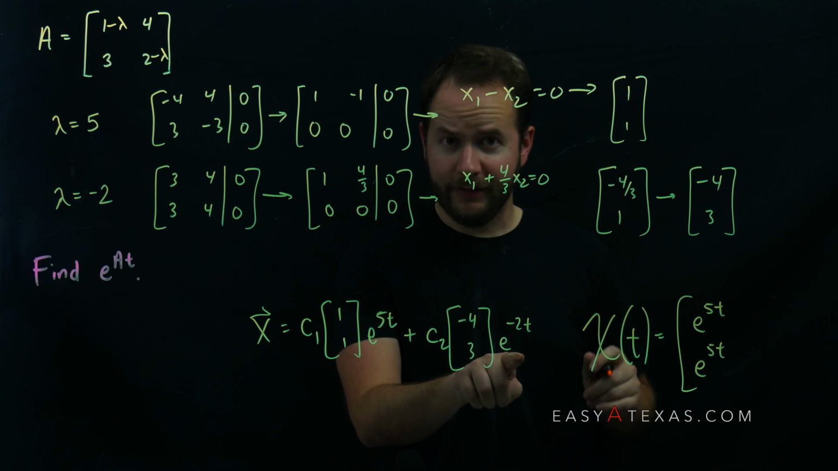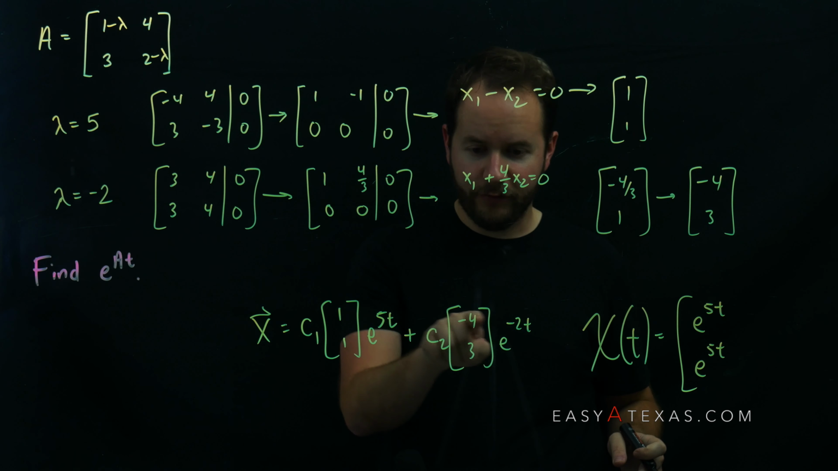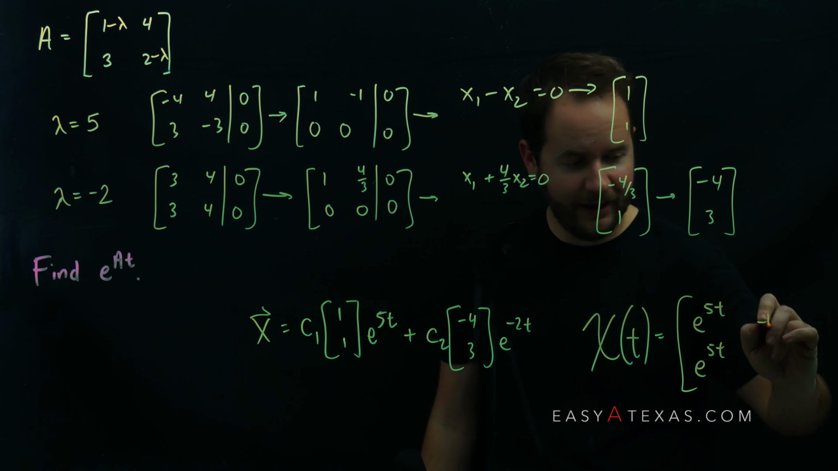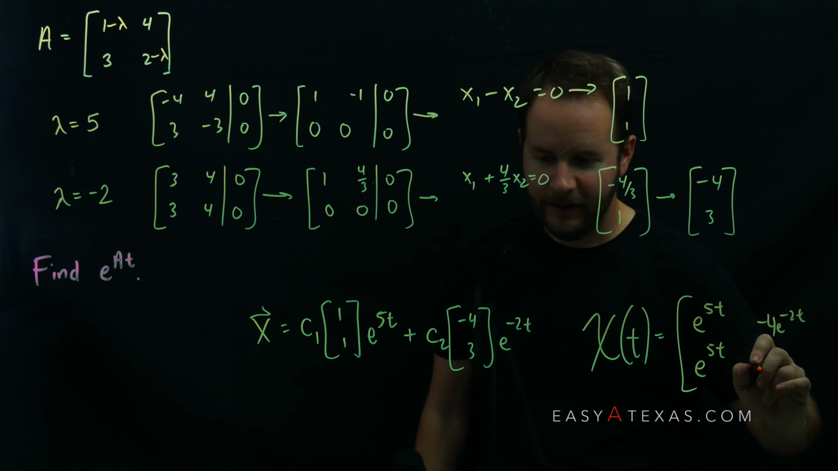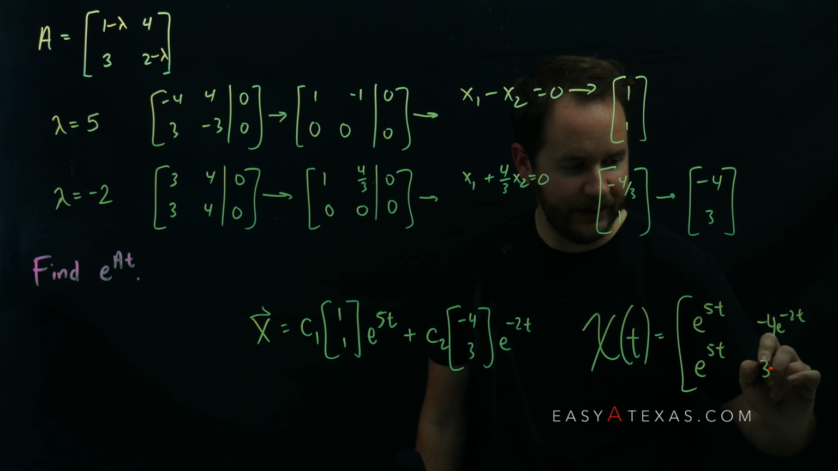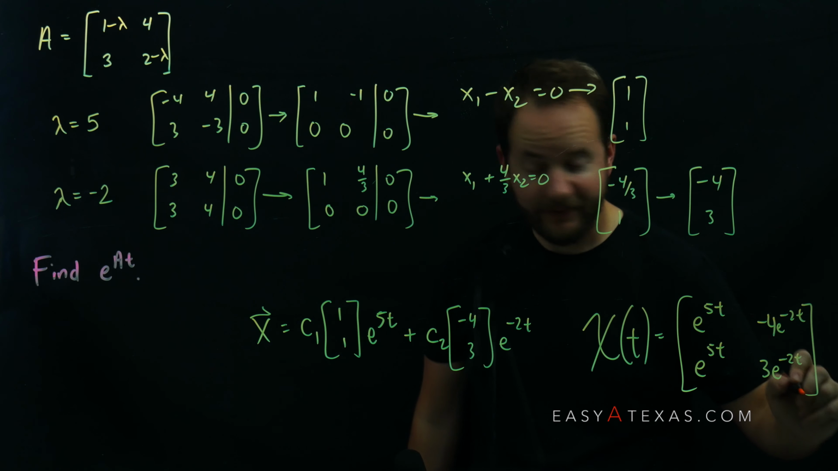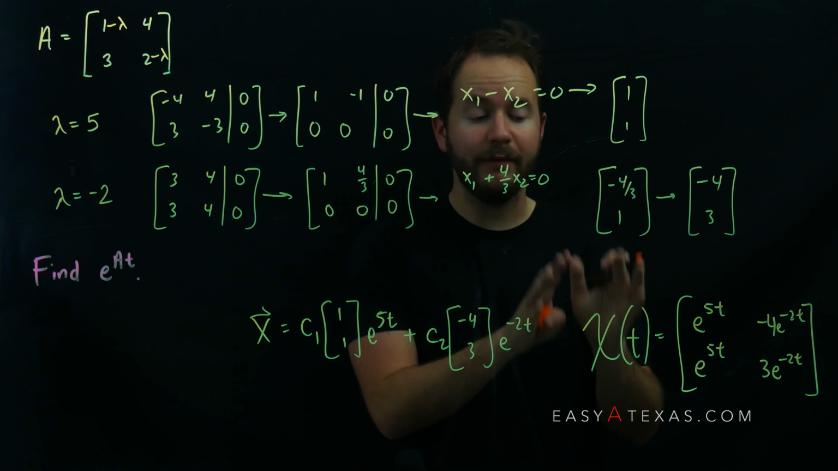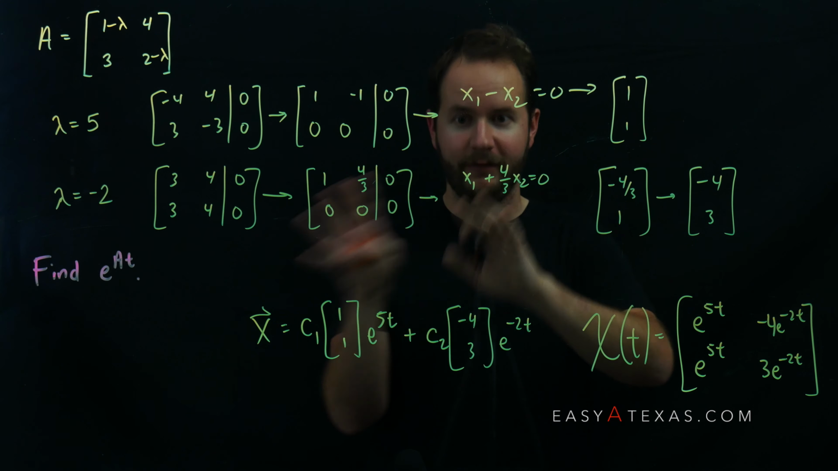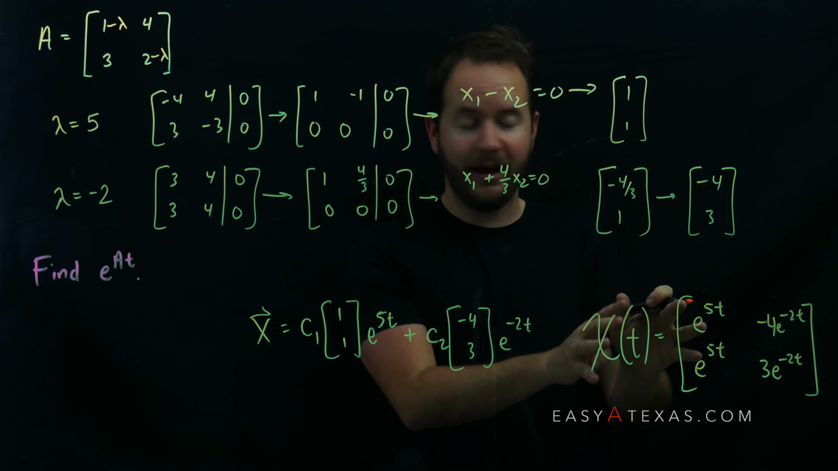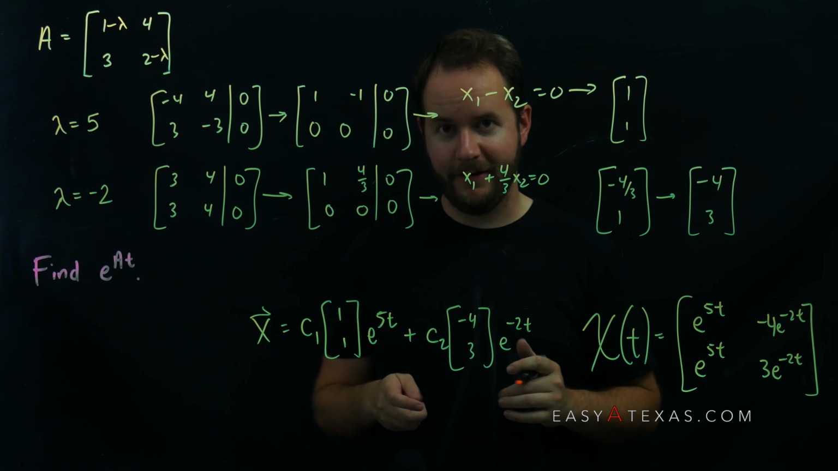Now I'm going to say the next column is going to have e to the -2t times that vector, giving me -4 e to the -2t, and then e to the -2t times 3, that'd be 3 e to the -2t. Now this isn't my matrix exponential, this is merely the matrix chi, and I'm going to clean this up and show you what you do once you have this chi matrix to find e to the At.